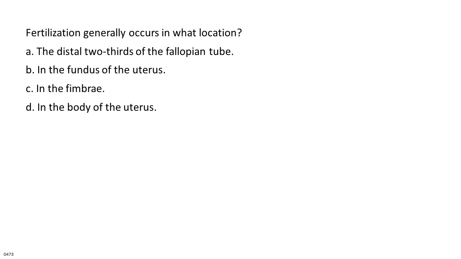Fertilization generally occurs in what location? A. The distal two-thirds of the fallopian tube. B. In the fundus of the uterus. C. In the femur. D. In the body of the uterus.